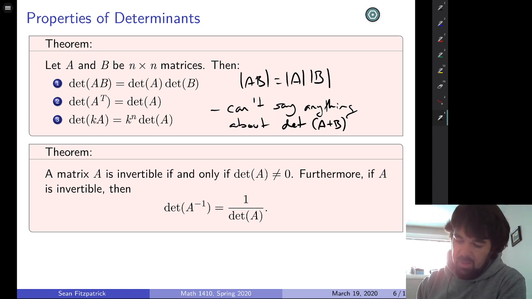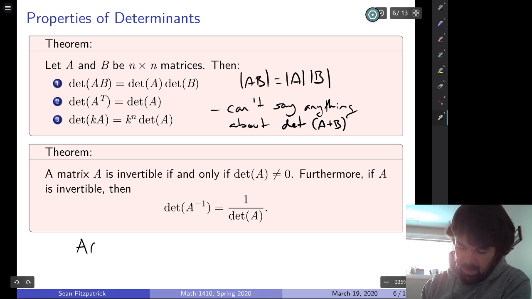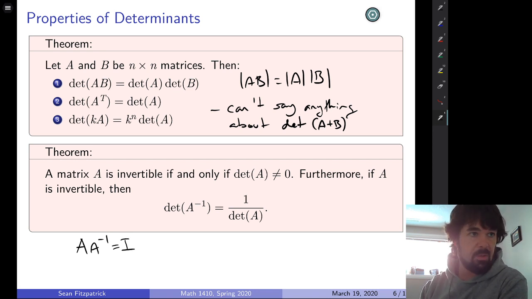A big one here is this last one. And this is one of the reasons why people care about determinants. The determinant gives you a very easy test for invertibility, right? The way to understand this, in one direction at least, is that if your matrix is invertible, there's an easy way to see where this formula comes from. If A is invertible, we know by definition that A times A inverse is the identity, right? There we have this other matrix, A inverse, so that the product is the identity.